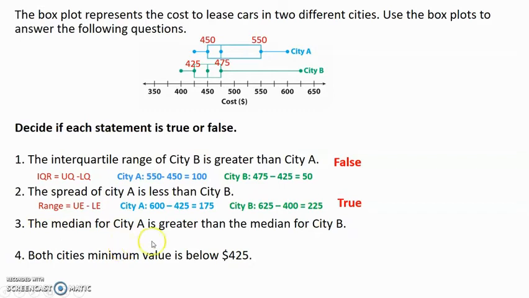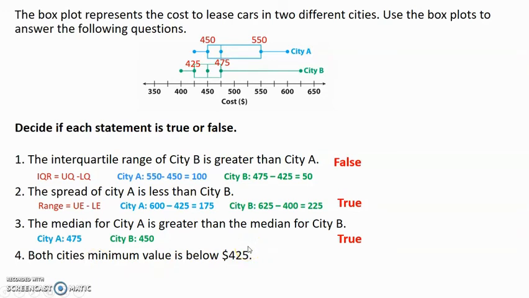Question 3. The median for city A is greater than the median for city B. Remember, median is the line in the box. So if I go to city A, the line in the box lines up with 475. For city B, the line in the box lines up with 450. Now let's compare. Is city A greater than city B? Is 475 bigger than 450? Yes, so that's true.